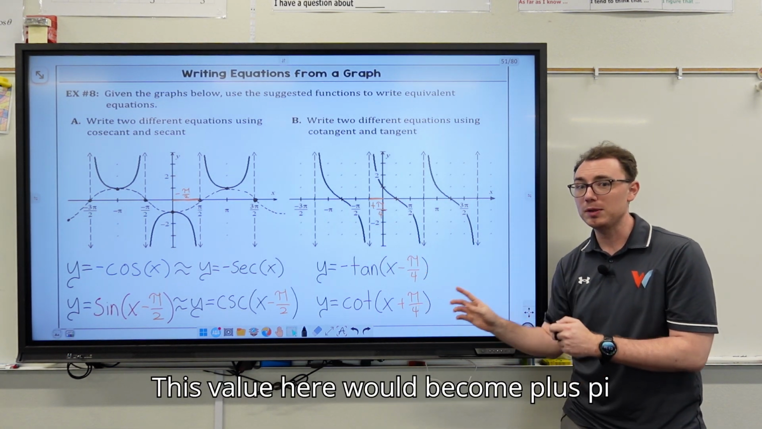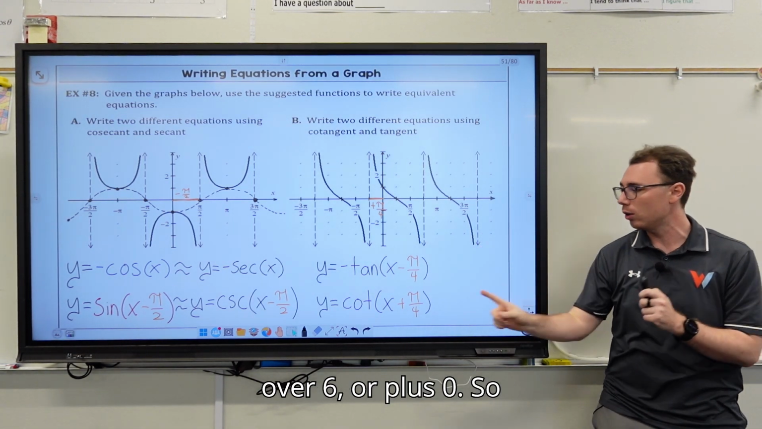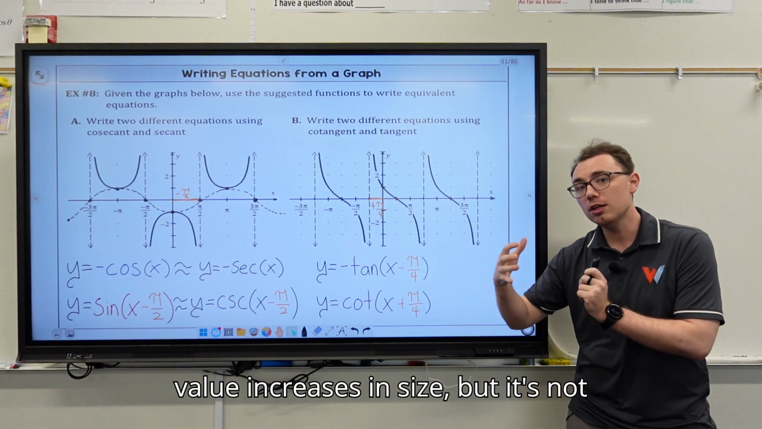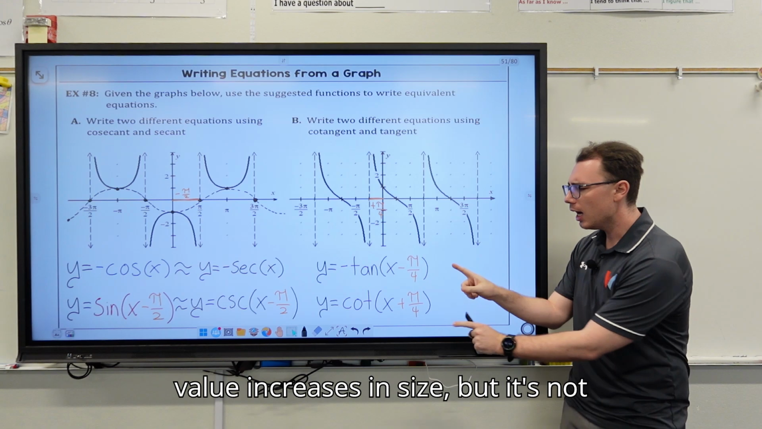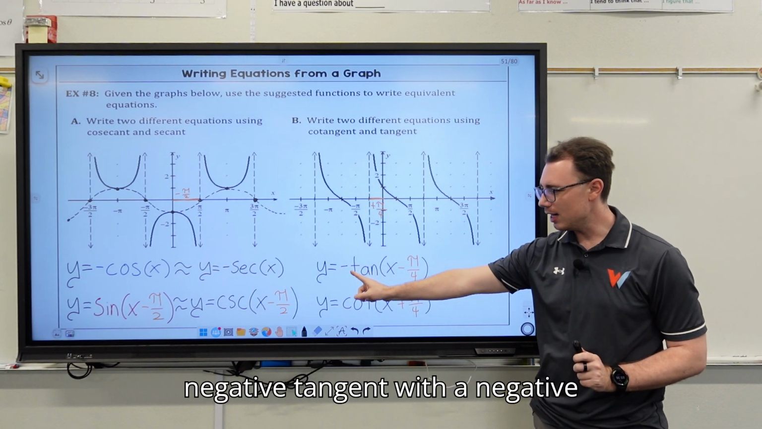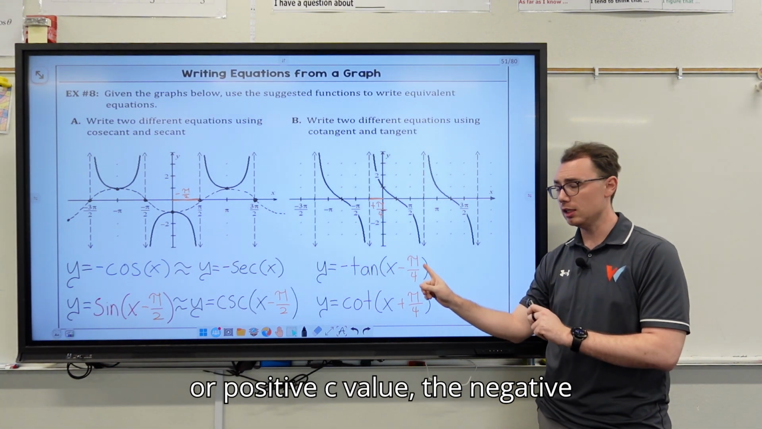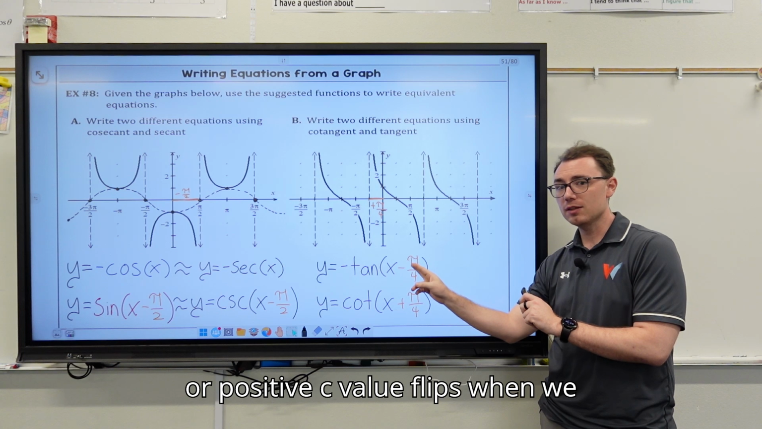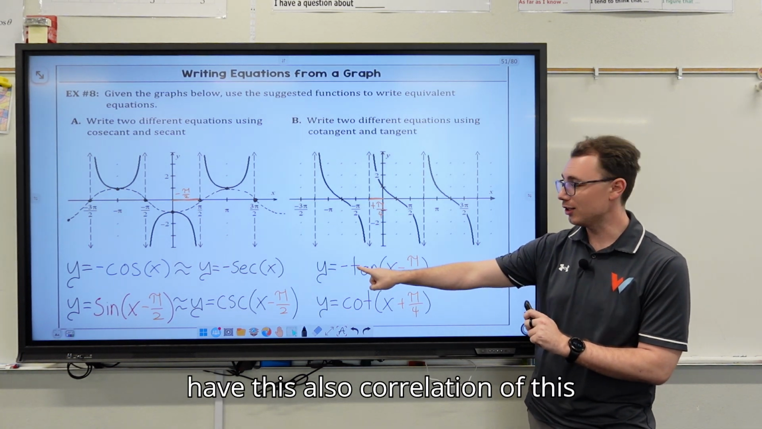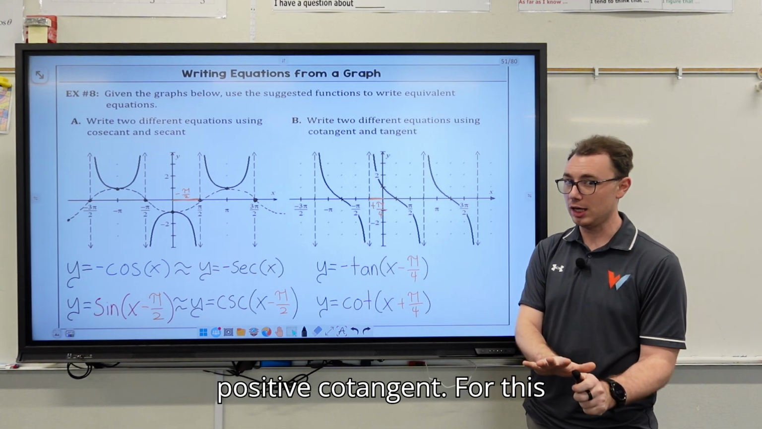This value here would become plus pi over 6 or plus 0. So this value is shrinking in size as this value increases in size. But it's not that correlation that I want to point out. It's simply that when we have a negative tangent with a negative or positive c value, the negative or positive c value flips when we have this correlation of this negative tangent flipping to this positive cotangent.